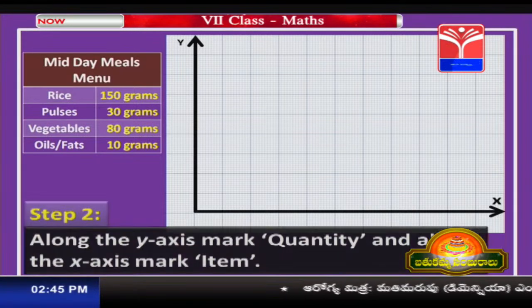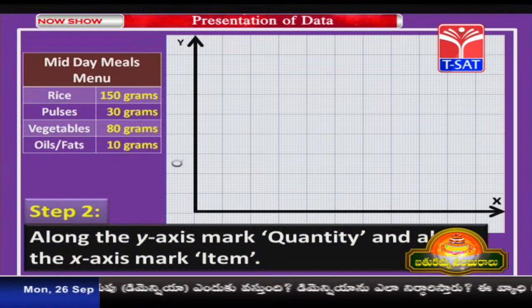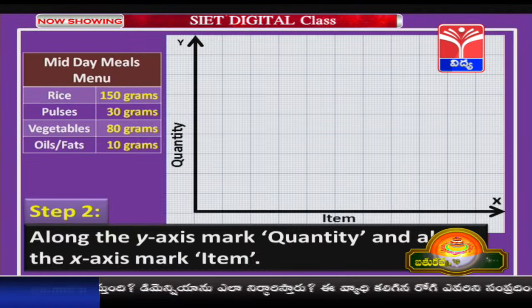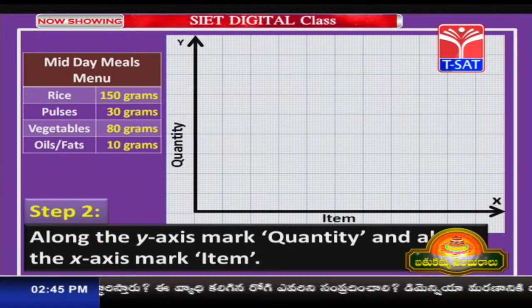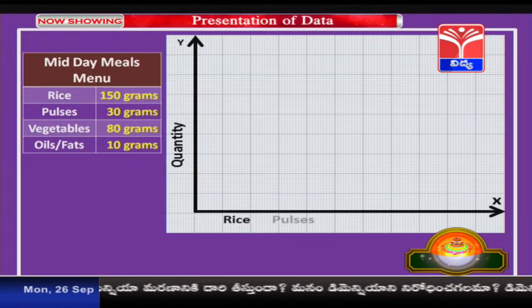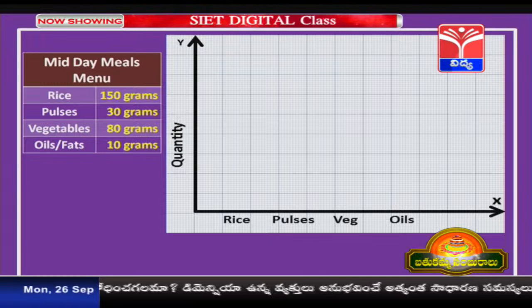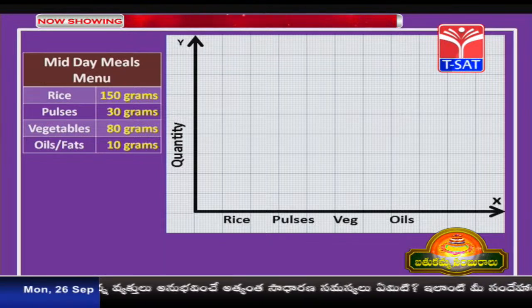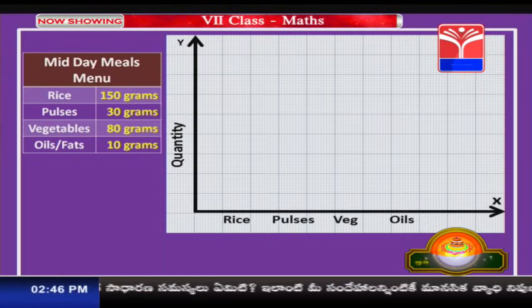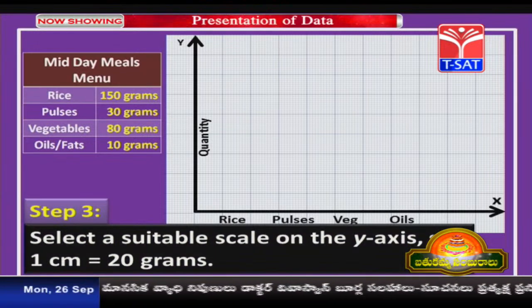In our next step, we are going to mark the quantity on the y axis, whereas the item on the x axis. So, what are the items children? Yes, that is rice, pulses, vegetables, oils. These are all the items which we are going to mark on the x axis. Okay, children. Now, in our third step, we are going to take a suitable scale on the y axis.